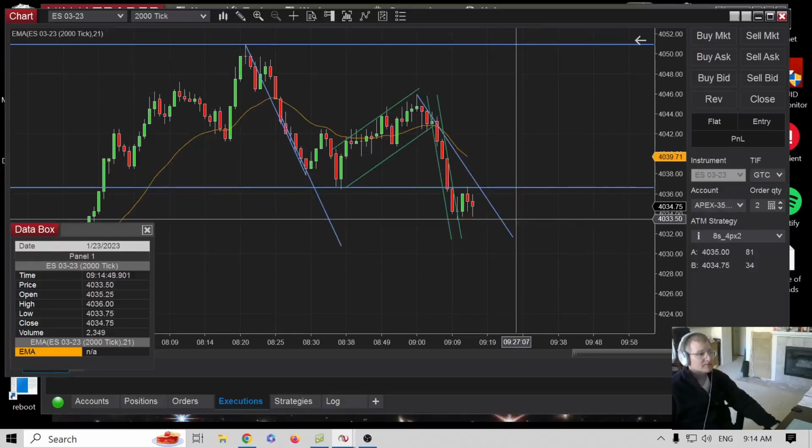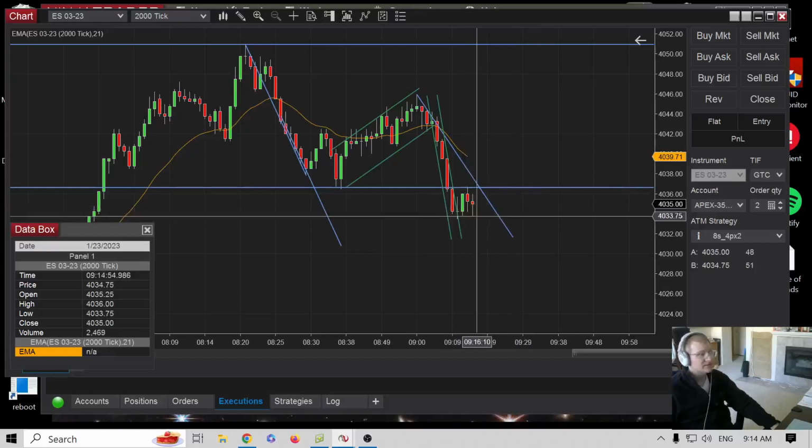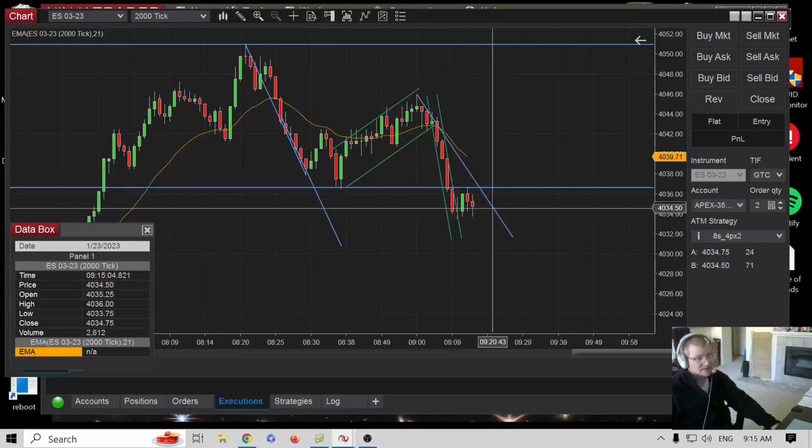So it looks like a matching bottom there. Low 33.75, low 33.75. But first attempt to go long is here. First attempt to go short here. See how it plays out.